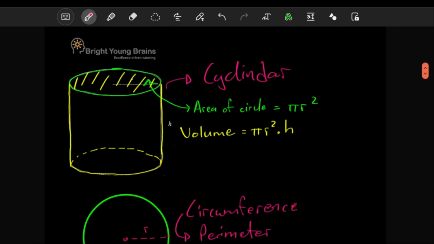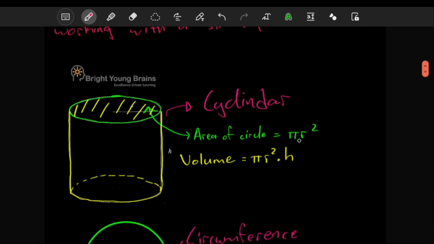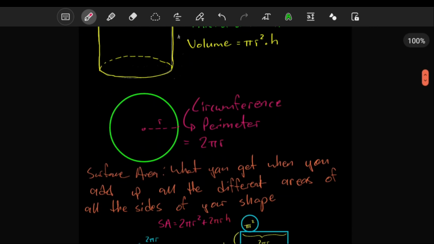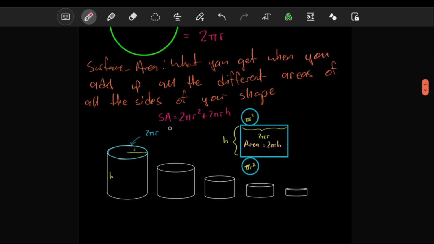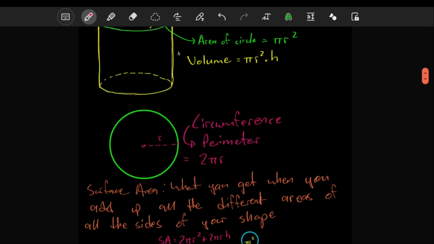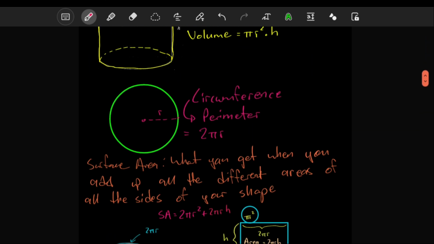So with your cylinder, the area of the circle is just pi r squared. That's a formula you need to know. The volume is just the area of the circle times the height. And the circumference is the distance around the circle, which you need when you work out surface area. Because remember, surface area is what you get when you add up all the different areas of all the sides of your shape. So we have spoken about this cylinder. Let's move on to another shape.